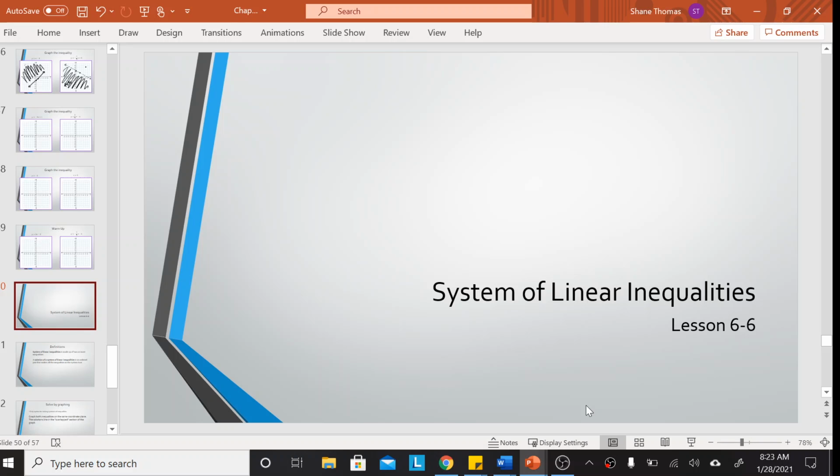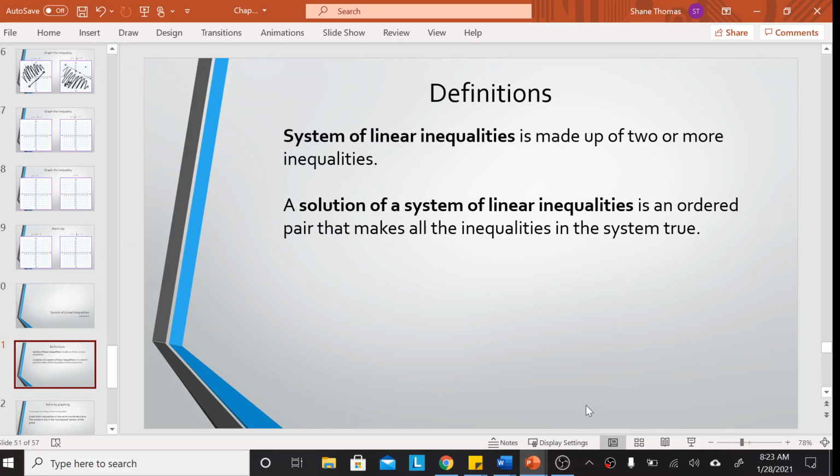Now this one here, we're going to have two inequalities. Kind of like at the beginning when we did substitution, elimination, those types of things. In this case we just have the inequalities now. The big thing for us is we're just going to do them by graphing. So a system of linear inequalities is made up of two or more inequalities. We're only going to be looking at two of them right now.